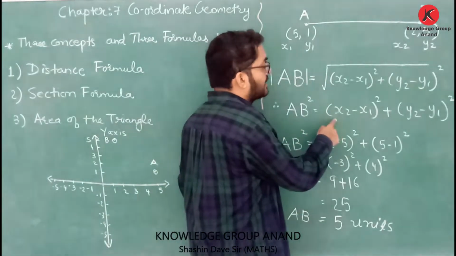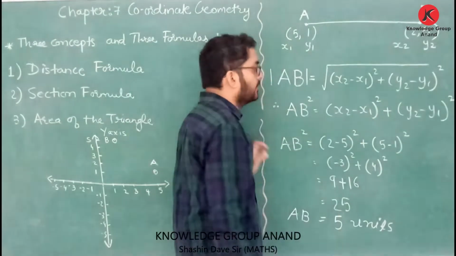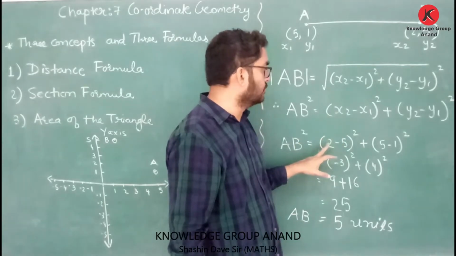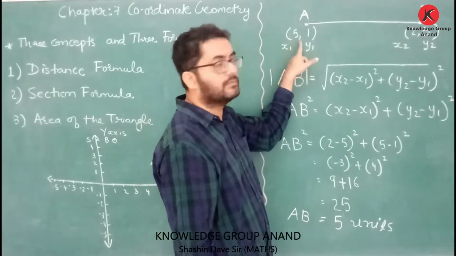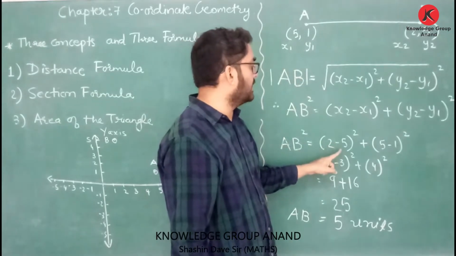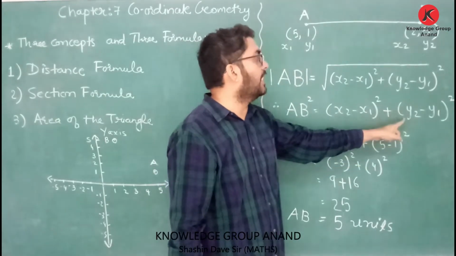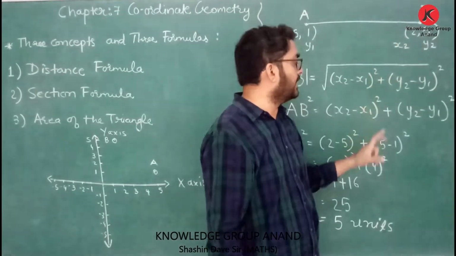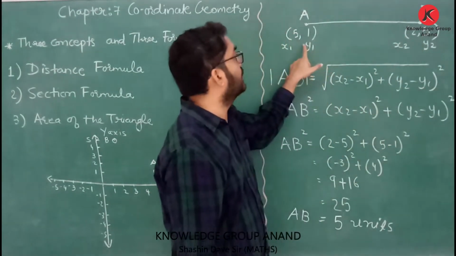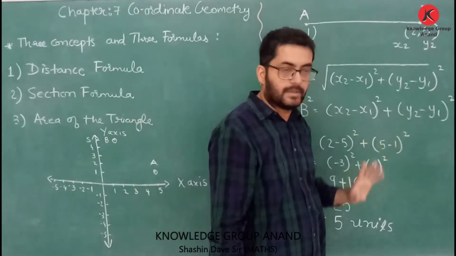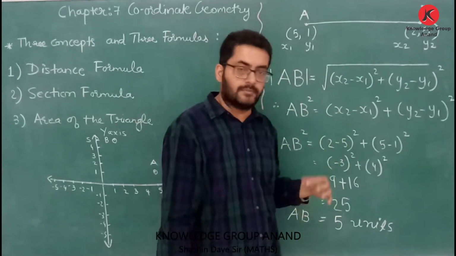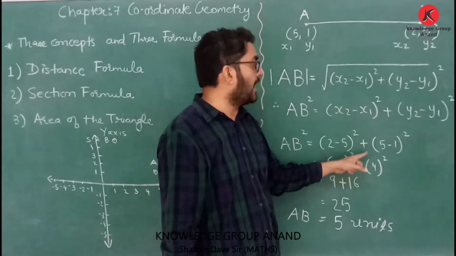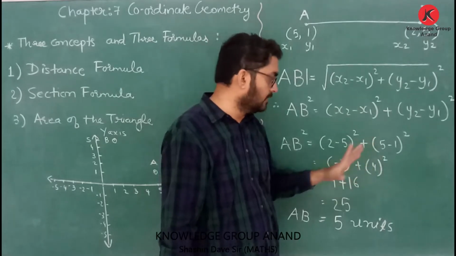फॉर्मूला क्या है? x2 minus x1 whole square. x2 की वैल्यू है 2, तो यहाँ पे मैंने x2 की जगह लिखा 2 minus what is value of x1? Value of x1 is 5, तो यहाँ पे लिखा 5 whole square plus y2 minus y1 whole square. So what is value of y2? Value of y2 is 5 minus what is value of y1? 1 whole square. Now 2 minus 5 gives me minus 3. So here I will have minus 3 whole square plus 5 minus 1 whole square, that is 4 whole square.